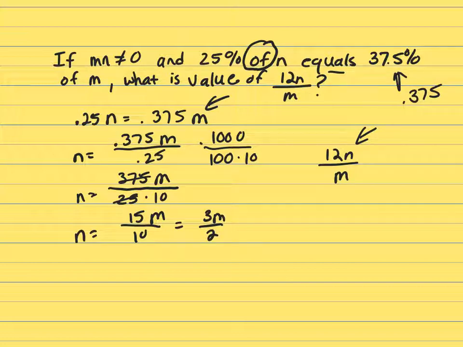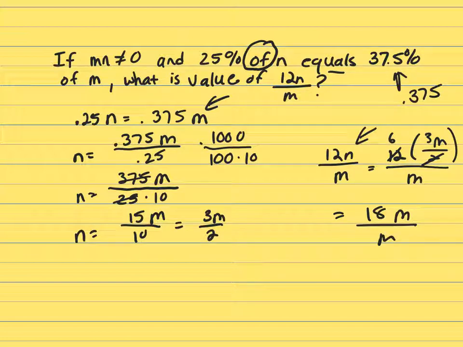So now let's take this in. So I've got 12 times 3m over 2 over m. So on the top, 2 into 12 is 6 times, that leaves me 18m over m, and the m's cancel, and I'm left with 18.